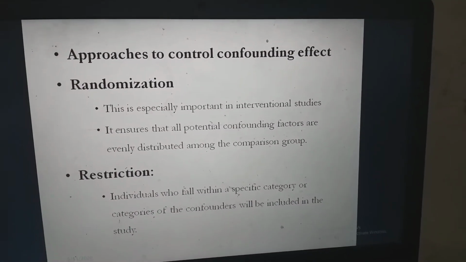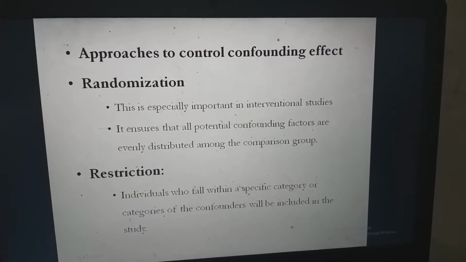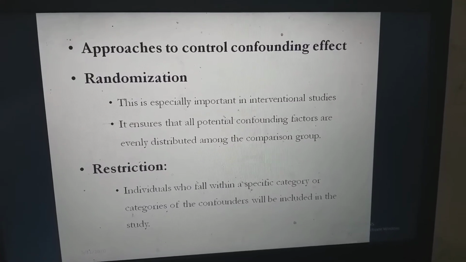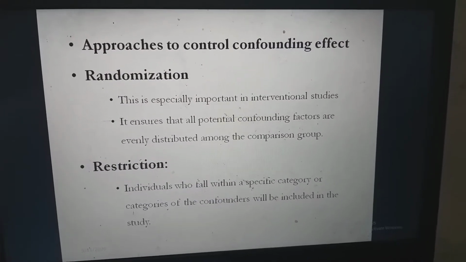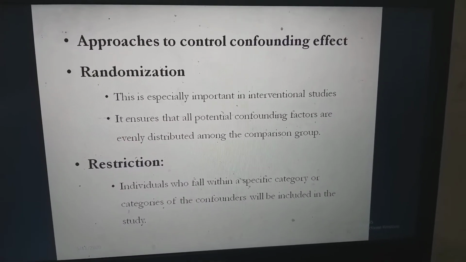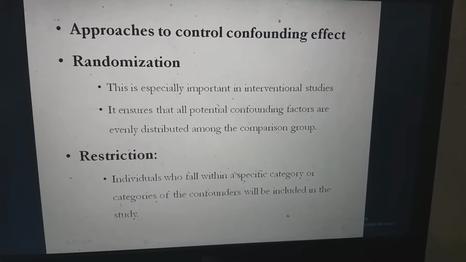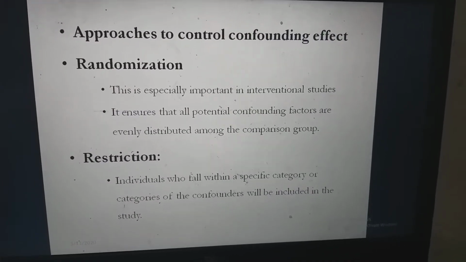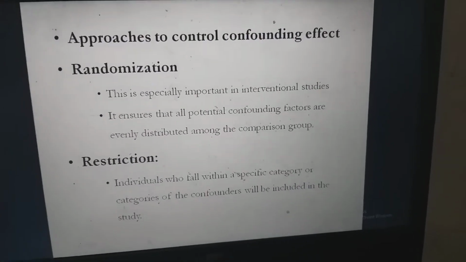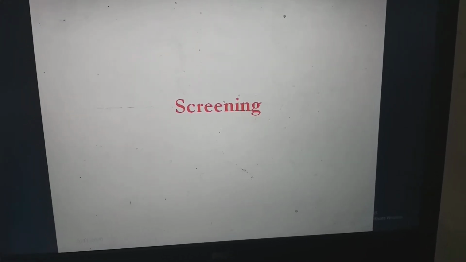Approaches to control confounding. One is randomization. This is especially important in interventional studies. It ensures that all potential confounding factors are evenly distributed among the comparison groups. Second one is restriction. Individuals who fall within a specific category or categories of the confounders will be included in the study. This is all about cause-effect analysis.